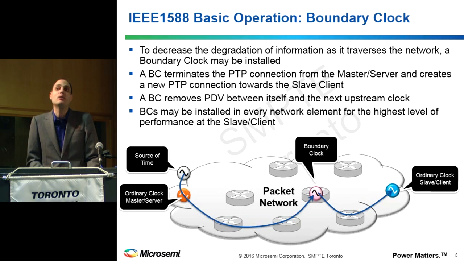Effectively, a boundary clock segregates a network into two sub-networks. Why would I want to use a boundary clock? I might want to use a boundary clock if there were two different operators in the network. I might want that to be the handoff or exchange point between these two service providers. I might want to use a boundary clock if my network is very large.